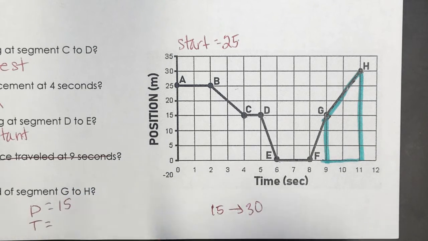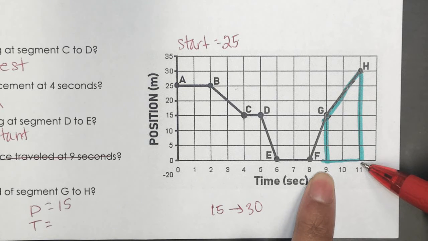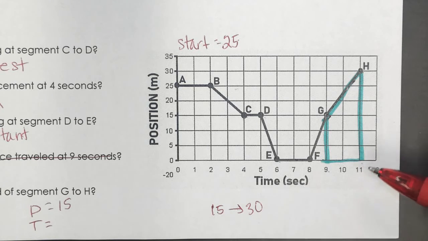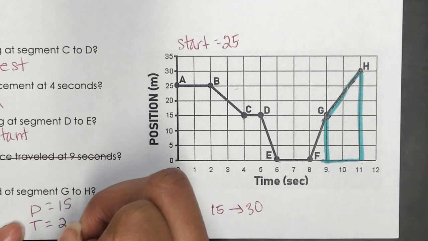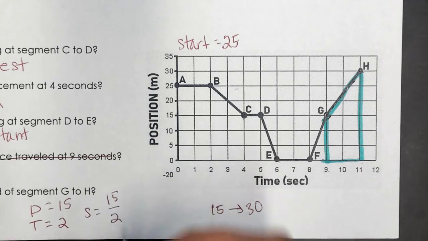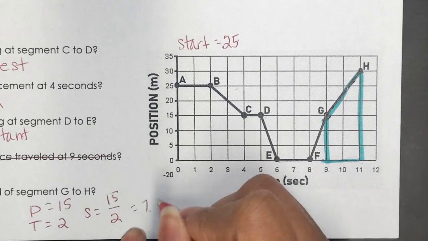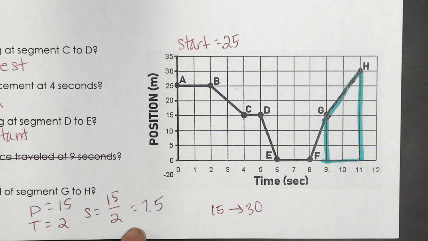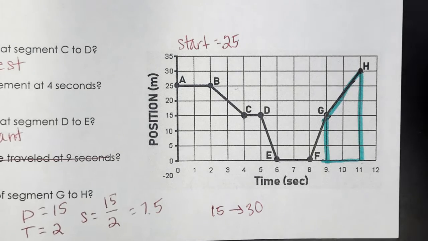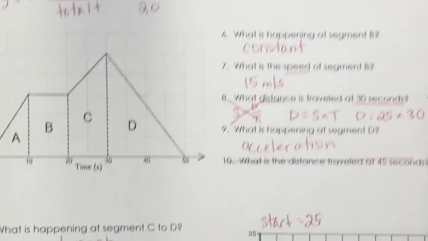Now I got to get my time. If I started walking at 9 and I walked to 11, how long did I walk? 2. So what we should have done was S equals 15 over 2. And a lot of us did 30 over 2 and got 15. But the answer was 7.5. Is that making sense? Okay. All right. Any questions on this one? So this is all 3 graphs.